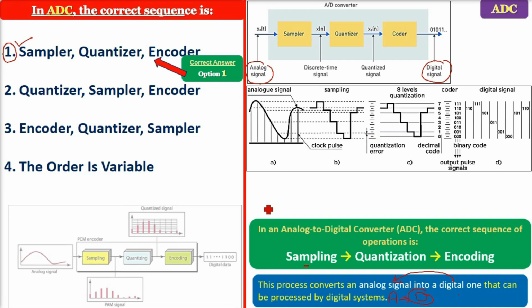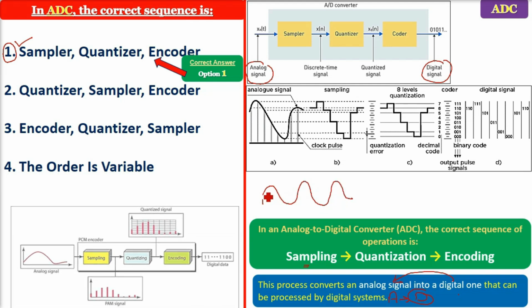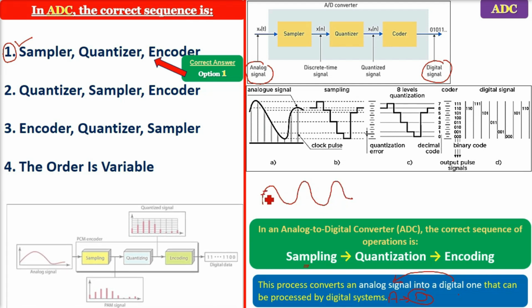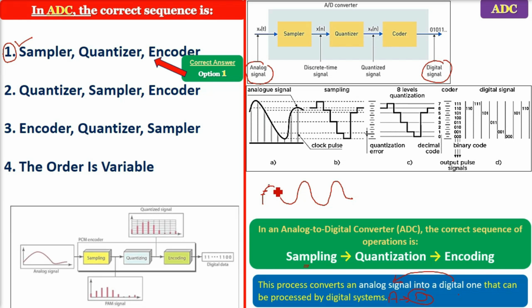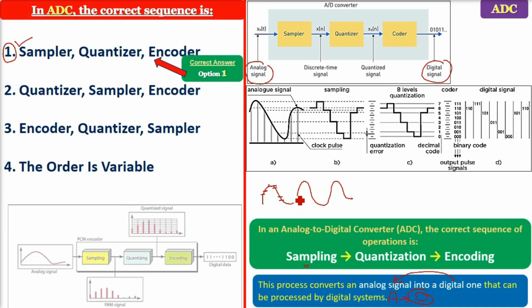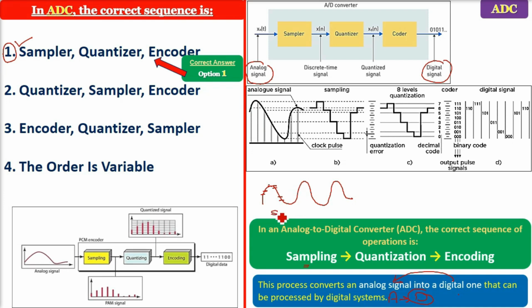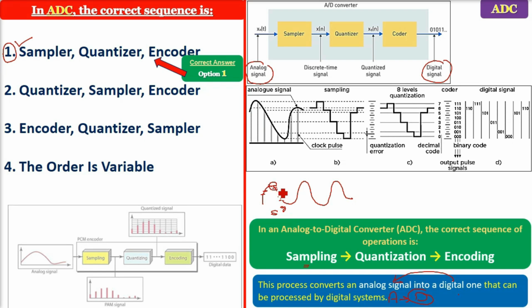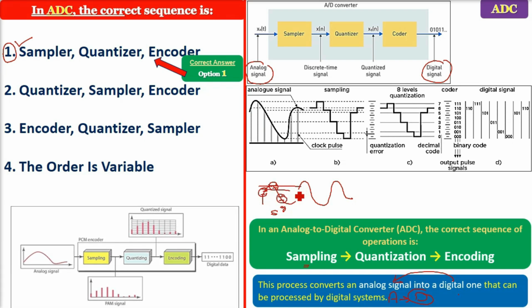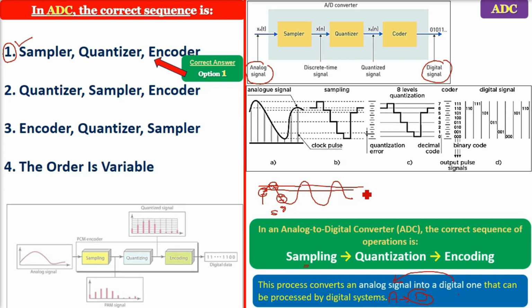So how do we do this? Sampling. In this sampling, the analog signal is sampled at regular intervals. The sampling rate must meet the Nyquist criterion, which requires the rate to be at least twice the highest frequency present in the signal. So we are taking these samples and then we are doing the quantization.